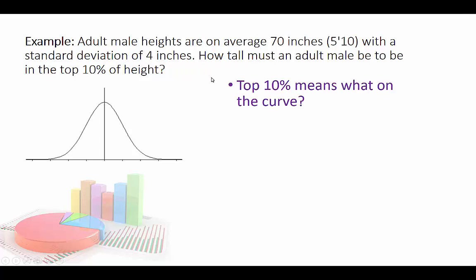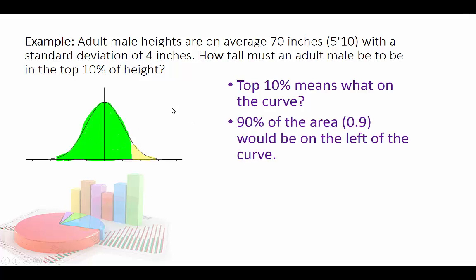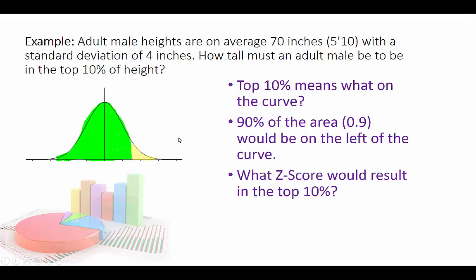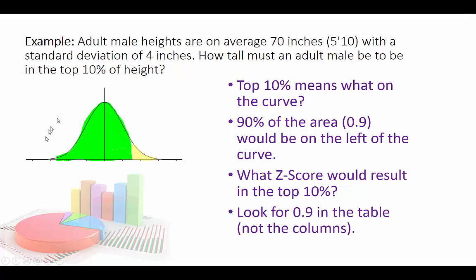So top 10% means what on the curve? Well, you're going to be over here, right? And to the left of you will be 90% of the curve, or 0.9 of the area. Remember, the total area for the normal distribution is 1. So what z-score would result in the top 10%? We're not going to use the yellow if we're using the table. We're going to use the green because the table goes from left to right. And actually, we're always going to be using this left area, whether you're using the table or the calculator.